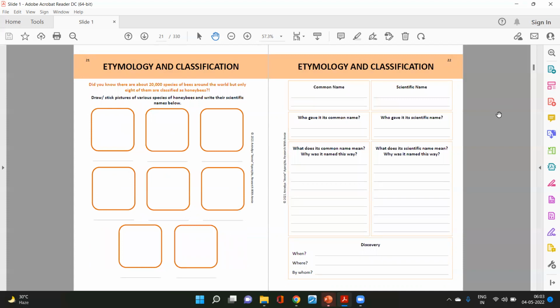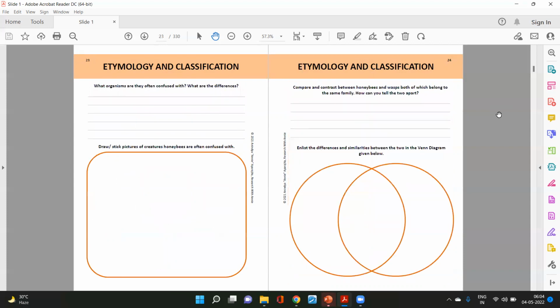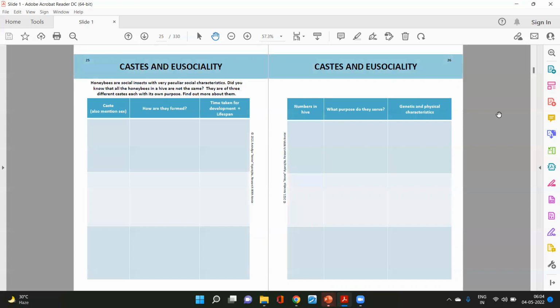And then they have to find out which of the bee species are actually honeybees, and then they study deeper into that. And then what insects are they confused with, and what are the differences between them.